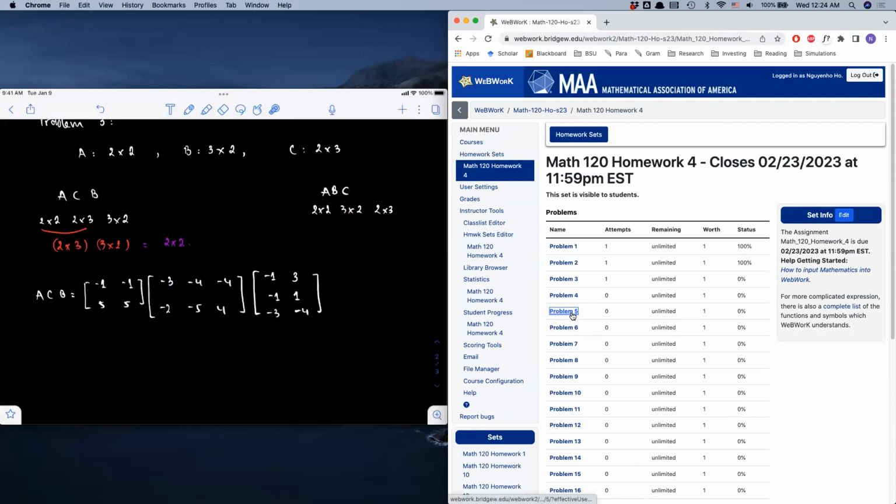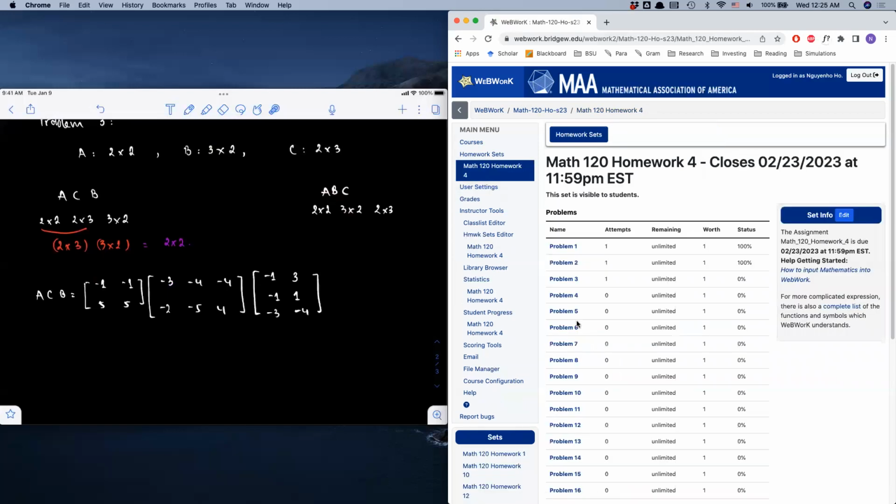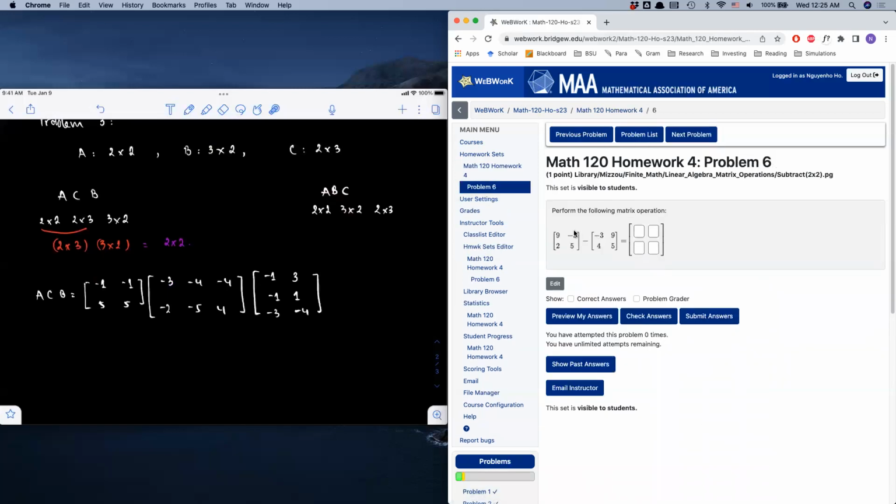Now let's move on to problem 5. Same idea here. So to do the matrix multiplication, you take the first row combined with the column, and then the second row combined with the column, and you should get a column matrix here. All right, so that's problem 5. Problem 6 is matrix subtraction. What you do is you do the subtraction for the corresponding entries. So here's what you do.